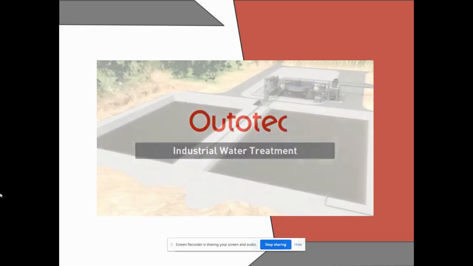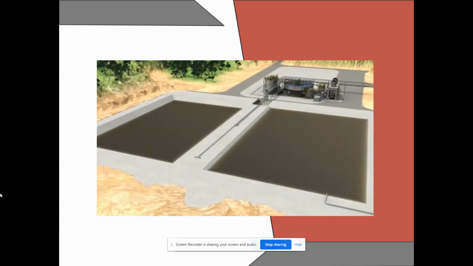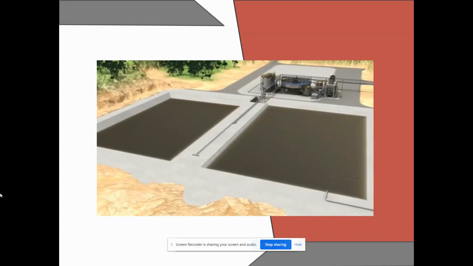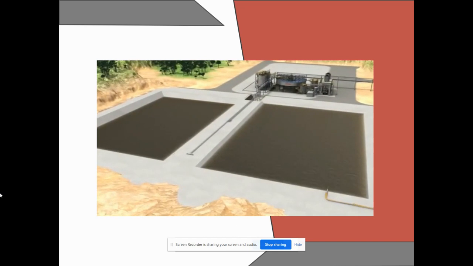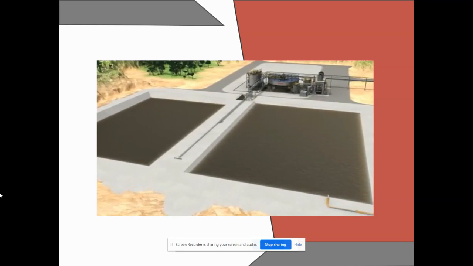Industrial water treatment is designed to remove inorganic compounds from industrial water waste streams. At the start of the process, incoming wastewater streams are led to a buffering pond in order to equalize the effluent quality.